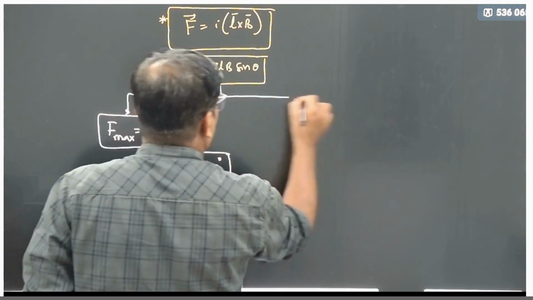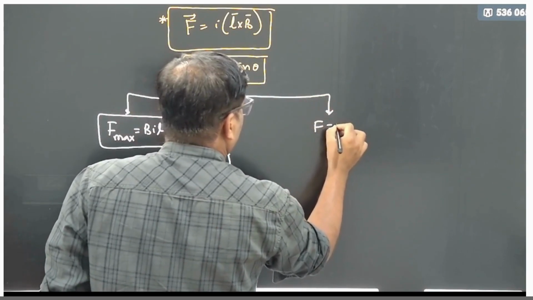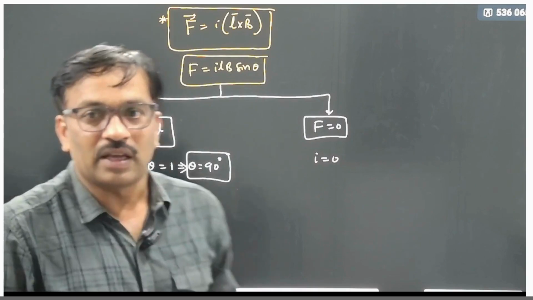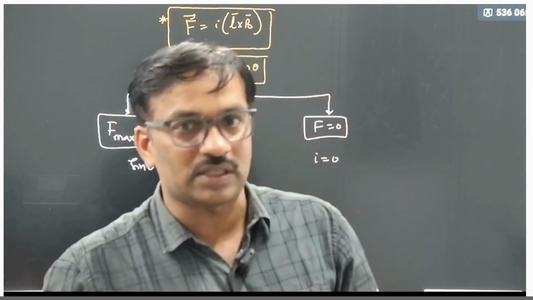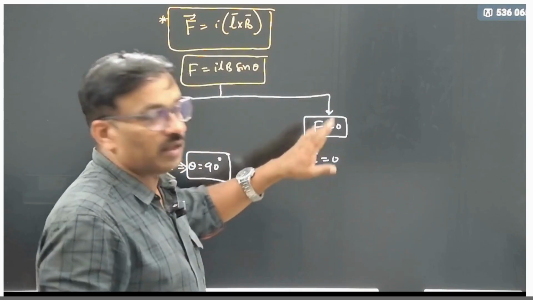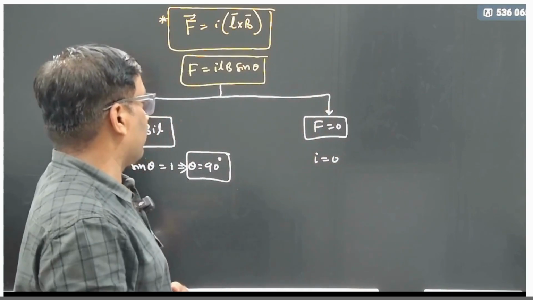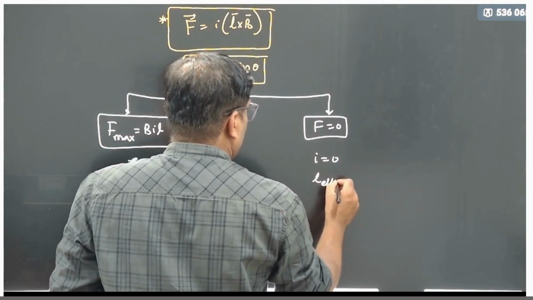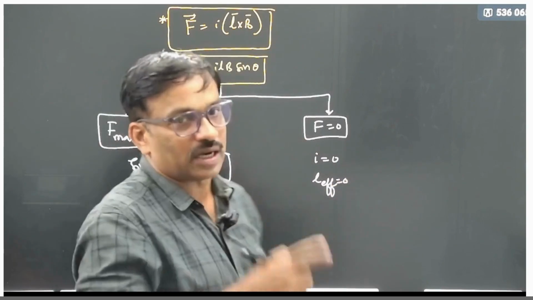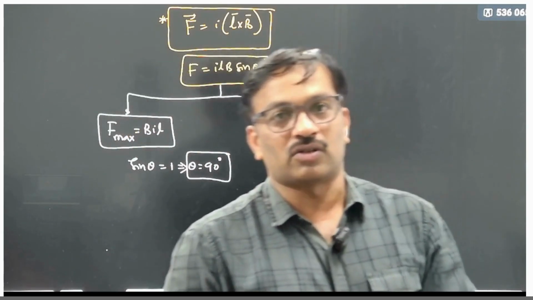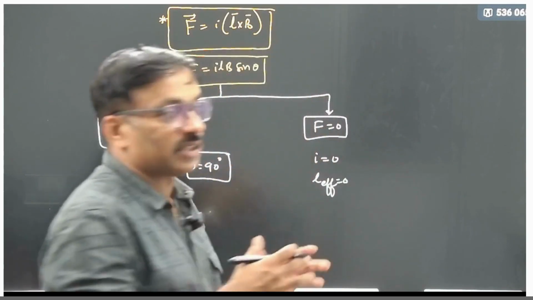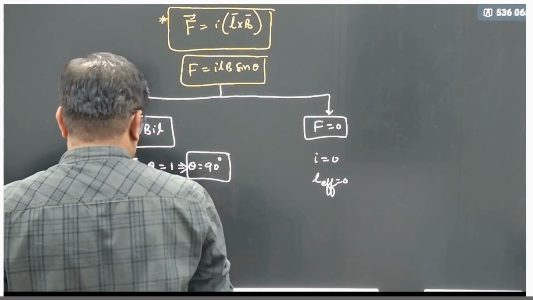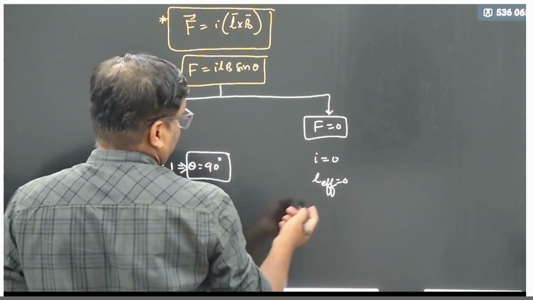Similarly, the force will be 0 if current is not flowing, that means current is 0. If a non-current-carrying wire is placed inside the magnetic field, it will never experience a magnetic force. Also if the effective length is 0, that means a complete closed circular coil, it will also not experience any force. It will expand and come to rest, so it will not experience any force.